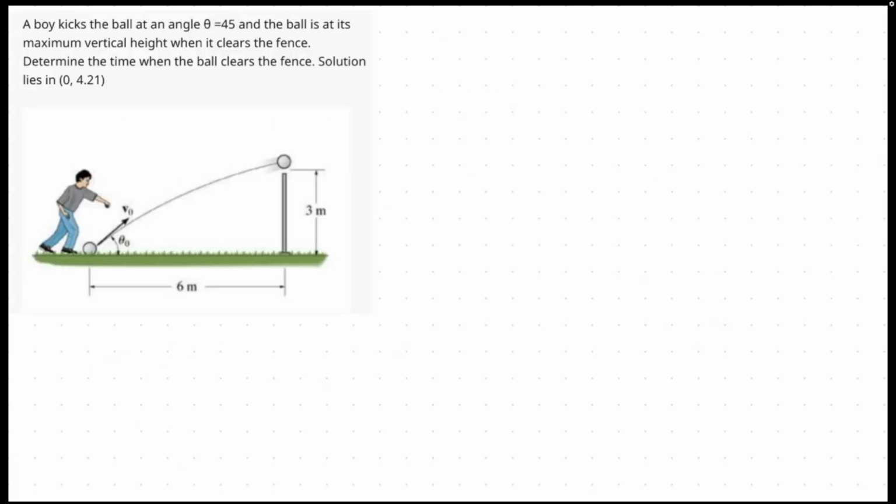Okay, so this second free fall problem is going to be a little different. So this is more akin to something you might see on a homework or on an exam, and it's not just going to be like a one-step plug and chug solution. We get an image for this one, so lucky us, but let's see what we can do. So we know that a boy is going to kick a ball at an angle at 45 degrees, and the ball is going to have a maximum vertical height when it clears the fence. We're going to take this 3 meters as the max vertical height, and we want to determine the time when the ball clears the fence, right? And it's giving us a range for a solution. How nice of them.